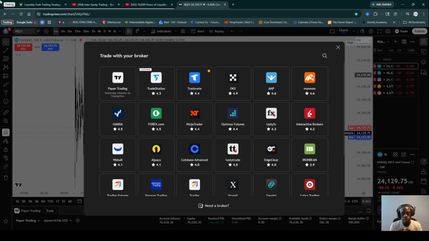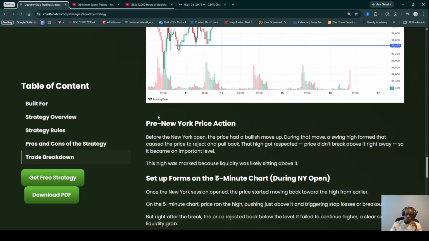I connect them together, and both of them just work. They both work synchronously. With that being said, now that I've shown you the broker that I use and the platform that I use to do trades, we can quickly go over the strategy that I picked.